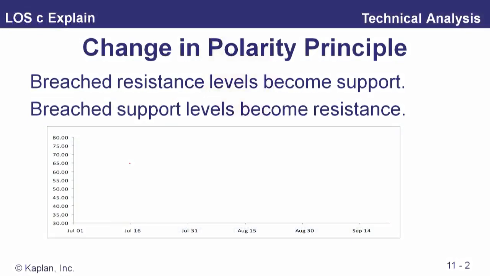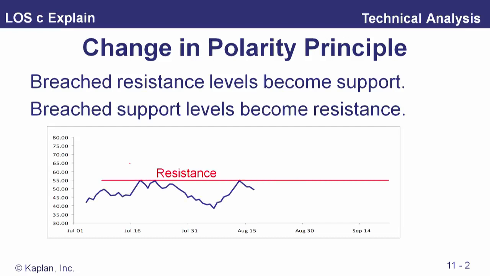The change in polarity principle tells us that sometimes support levels become resistance and sometimes resistance levels become support. This is getting a little more complicated, but we can certainly draw it out for you here. Here's a stock where we've seen evidence of resistance at 55, right?